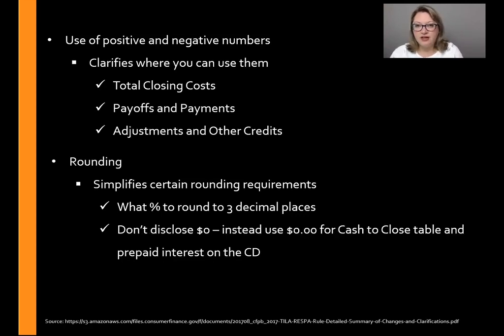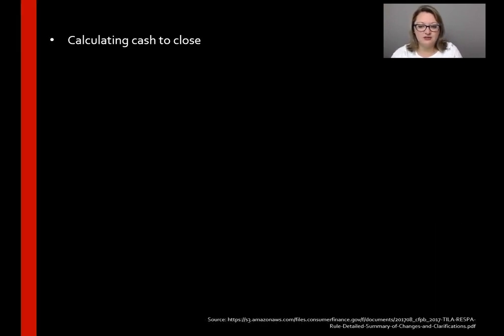They also provide some additional clarification for the cash to close table and prepaid interest on the CD. They don't want lenders to disclose just a 0. They want it to be disclosed as $0.00. So again, just some additional clarifications.